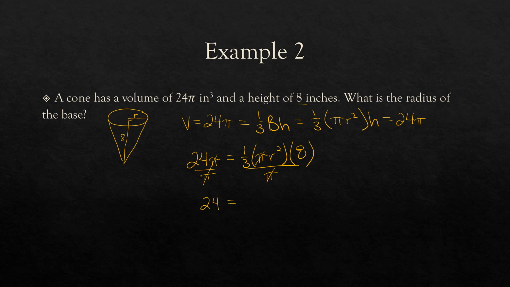Now I have 24 is equal to, I'm going to combine the 8 and the 1/3 as 8/3 r squared. Now to get rid of the 8/3, I'm going to multiply by 3/8 on both sides. And that will make that 1. So I'll just have r squared. On this side, it will make it 9. Hopefully you see this, r squared. I'm going to square root both sides. So 3 is equal to r. So my radius was 3 inches.